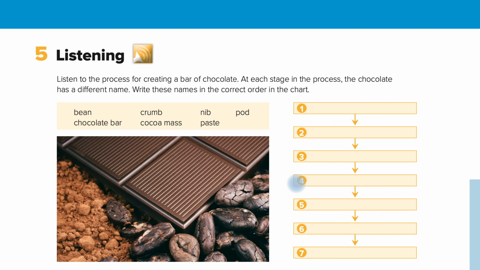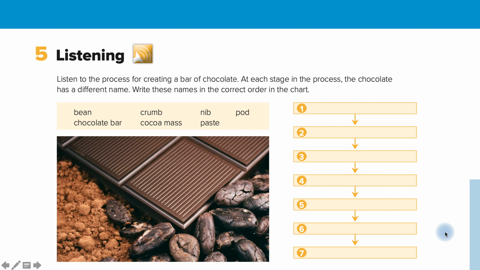You have to write these names in the correct order in the chart. Okay, so get ready to listen to the process for creating a bar of chocolate, and later on we will be answering the question.